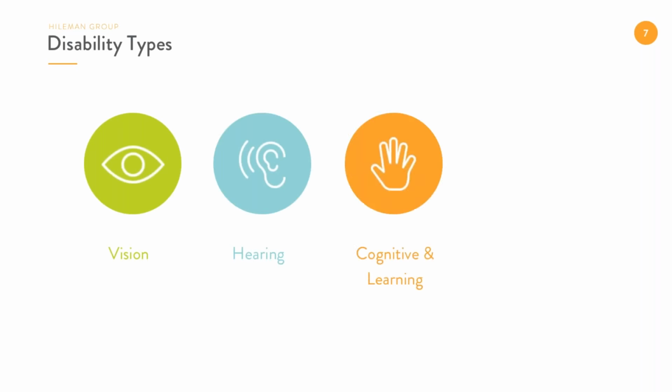So next, we're going to go over some of the disability types that would be affected with normal websites. There's vision, hearing, cognitive and learning, and physical and motor skills. Vision and hearing together actually make up half of the total amount of disability, so around 10%. But we don't just want to cater our websites to just be usable for vision and hearing disabilities. We have to think of these other two.